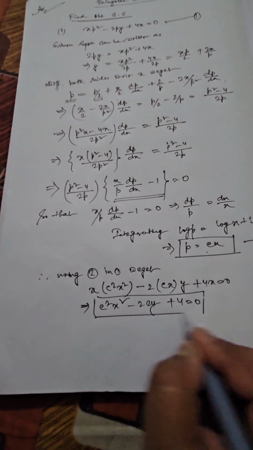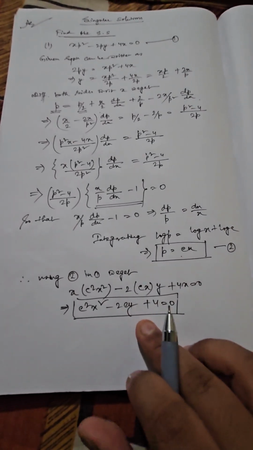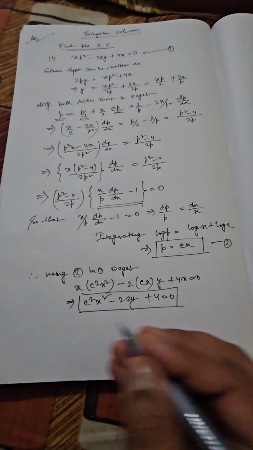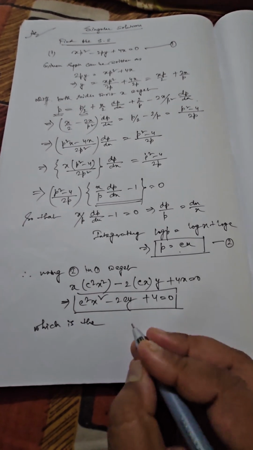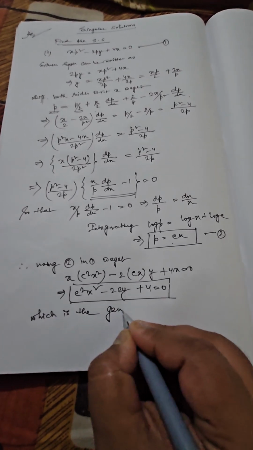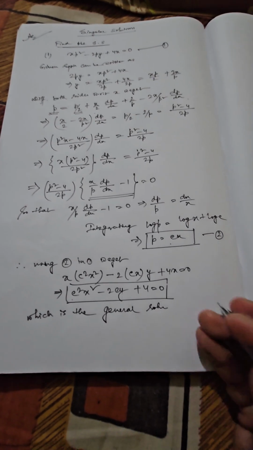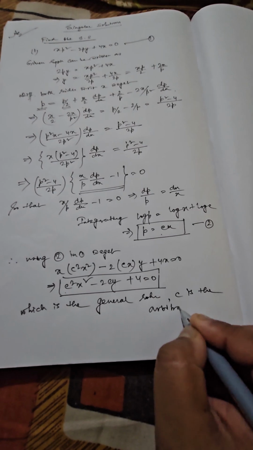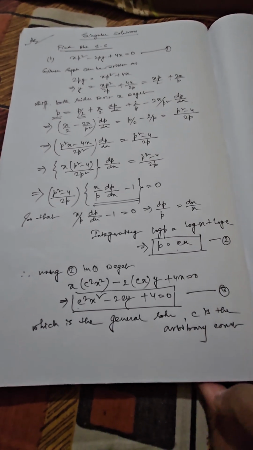As you can see in this expression, you have already eliminated p, so you can consider this the required general solution, where c is an arbitrary constant. Say this is equation number 3.